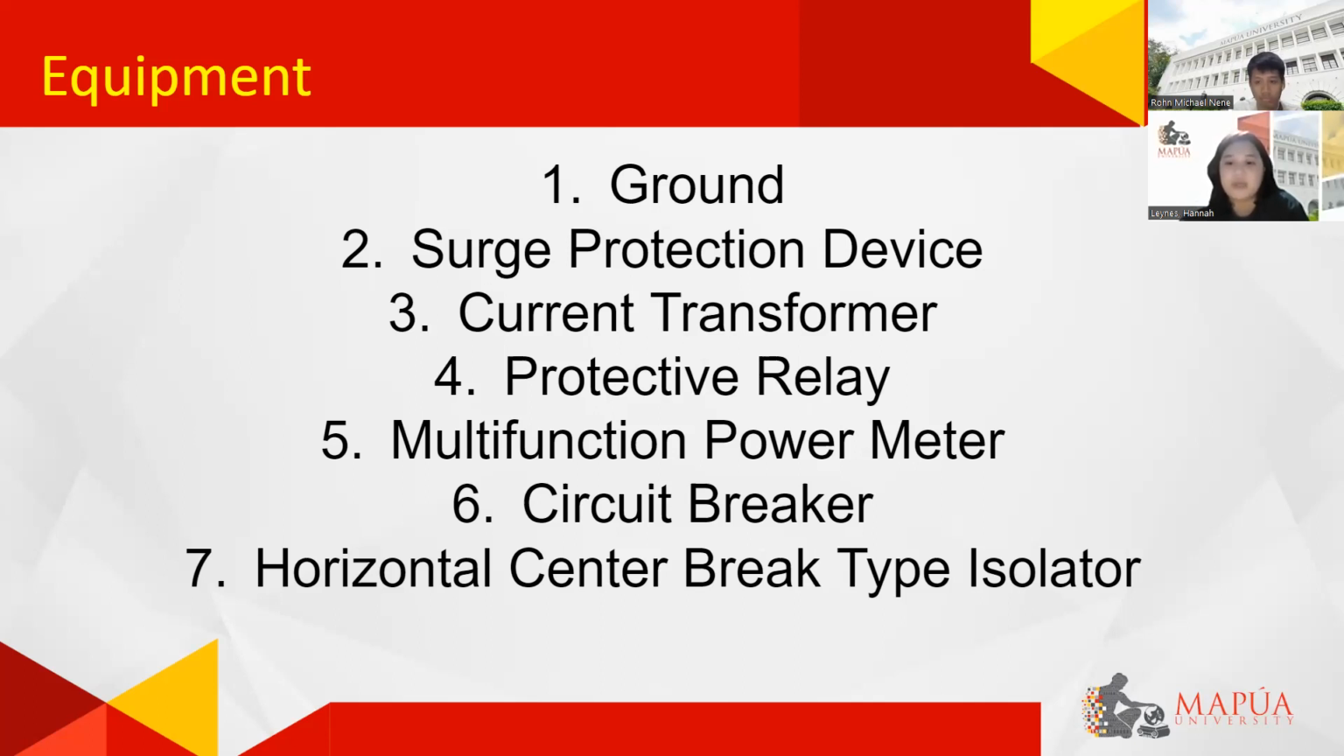Next is the circuit breaker. A circuit breaker is a type of electrical switch used to guard against short circuits, overloads, and overcurrent that could harm an electrical circuit. Next is the horizontal center break type isolator. Isolating the transformer, overhead lines, systems, or cables from the distribution network is the primary purpose of this device.